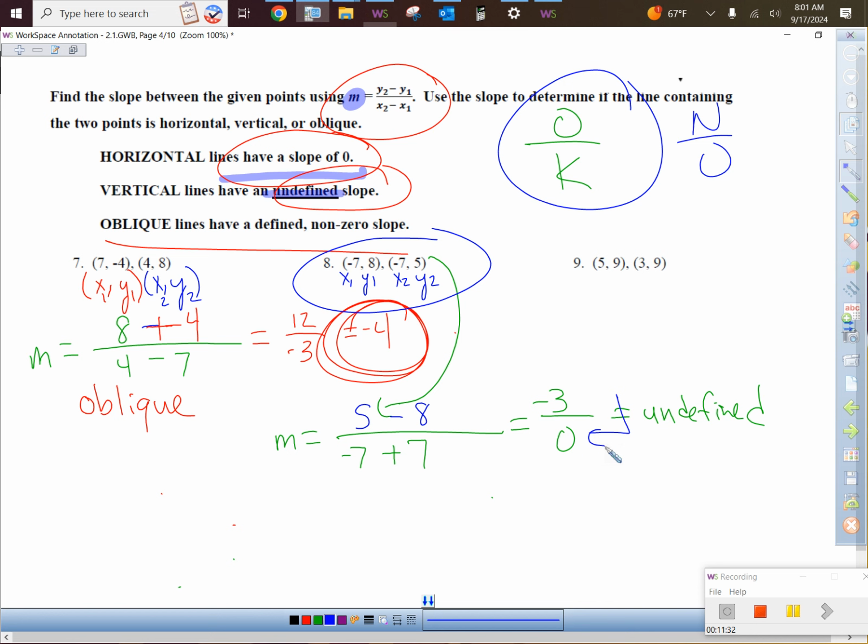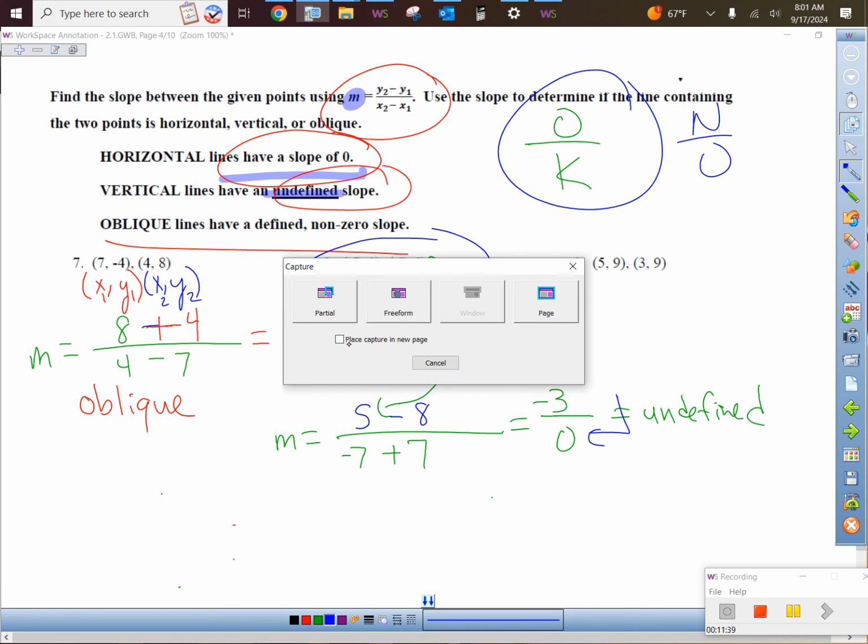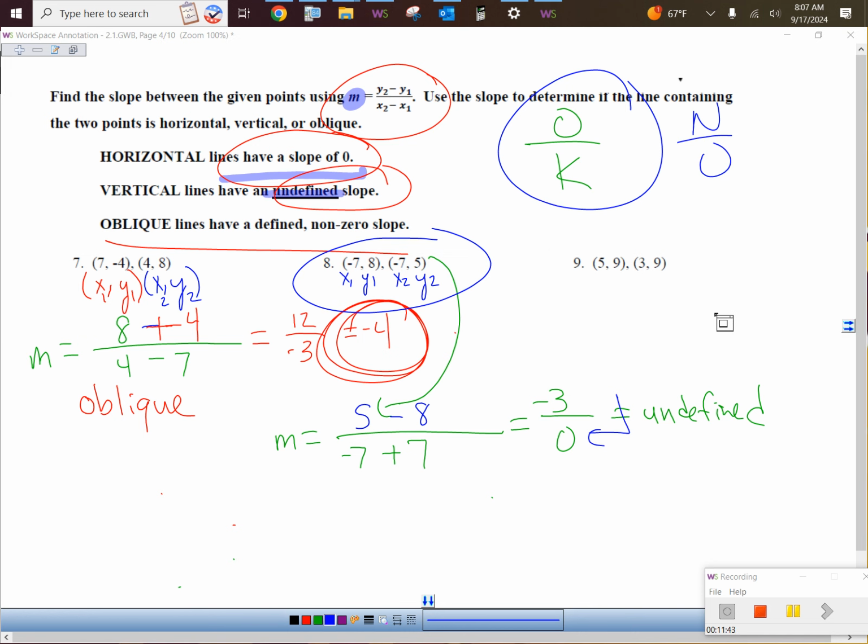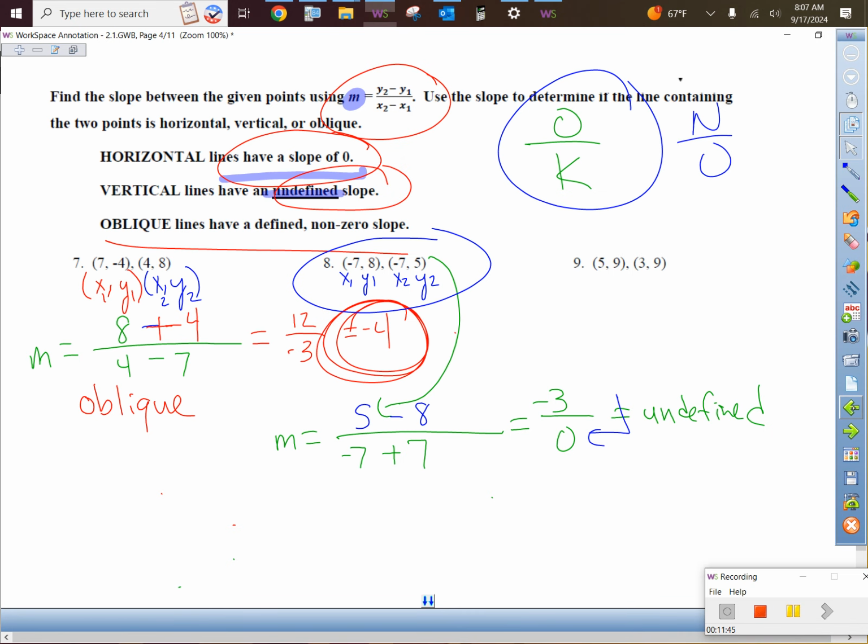So let's try another one. Why don't we use the slope formula? Set yours up and see if you can check it with mine. Give that a setup. My stylus is not working at all today.